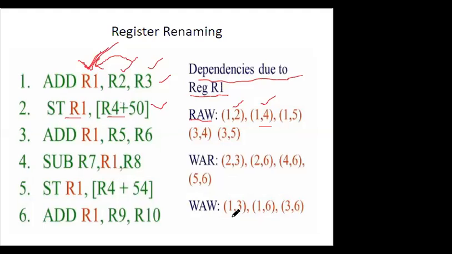And then write after write dependencies. So the write after write dependencies are 1, 3 and 6. As we observe, add is a writing operation, it is writing. 3 is also writing as it is adding and writing into R1 again. 6 is also adding and writing into R1 again. So these three are writing operations, so they will be part of the write after write hazard.